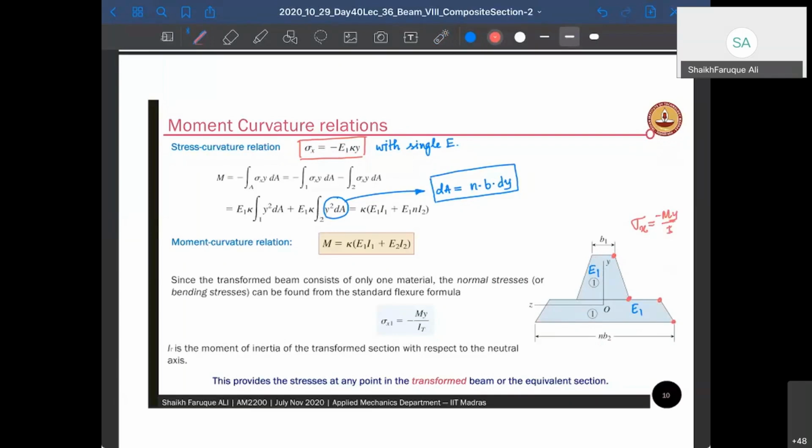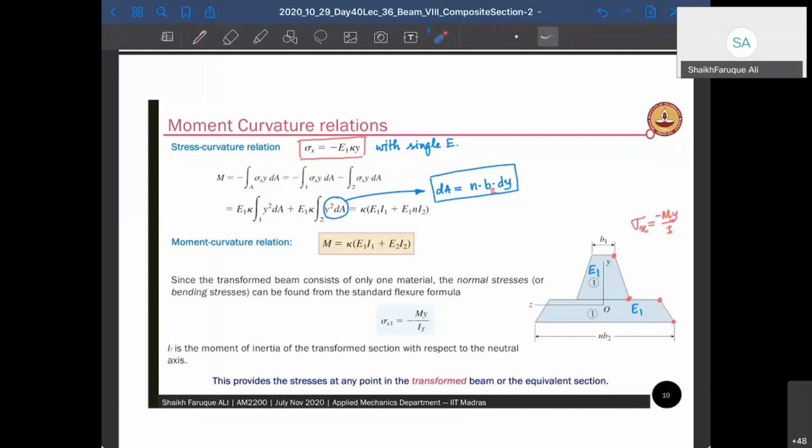So now that can be expanded. So this is my stress, and now this stress I can add. I can separate it. In a whole area I can separate into area 1 and area 2. So this is area 1, this is area 2, and once I separate them into area 1 and area 2, I'm just going back to my expressions. We can write this as E1 kappa y1 square dA, E2 kappa y2 square dA. Now this dA, if you see, this dA is the dA of the transformed cross section, right? So that is nothing but n into B2 into dA, right?